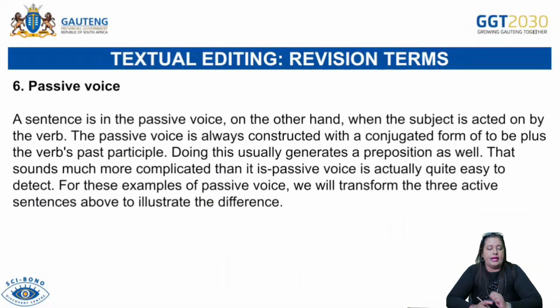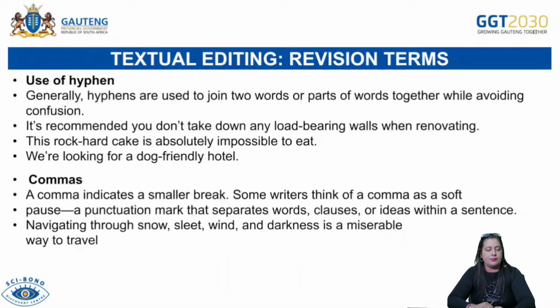All right. Then passive voice. The sentence in the passive voice, on the other hand, is when the subject is acted on by the verb. So doing this usually generates a preposition as well that sounds much more complicated than it is. Right, so you need to go back and look at how you change active voice to passive voice and passive voice to active voice, okay? There's some examples also that you must go and work on. Please ask your teacher for them.